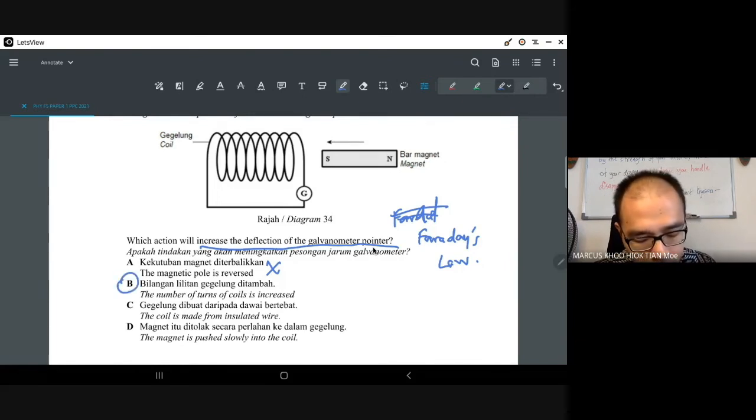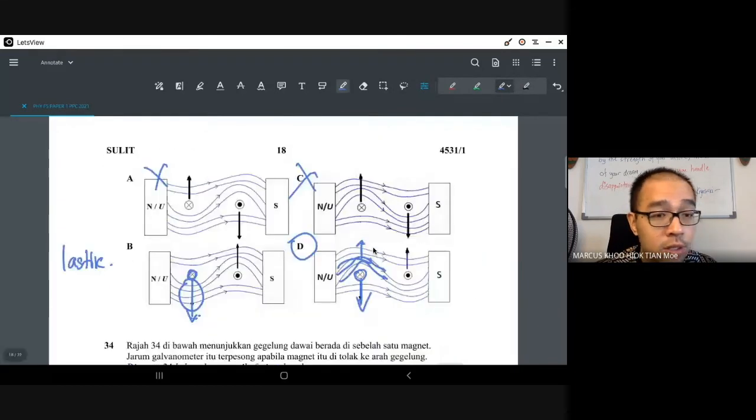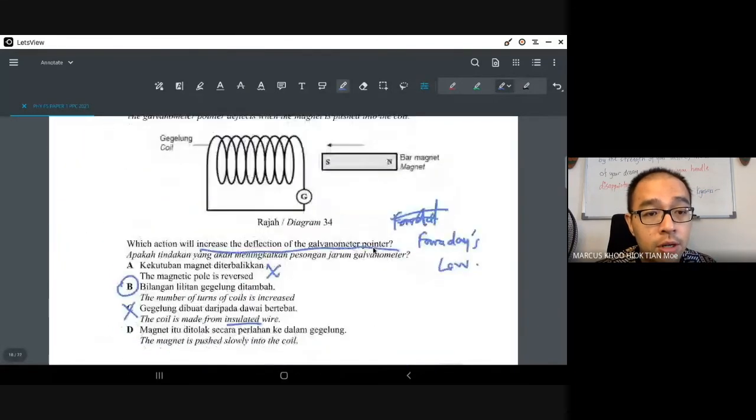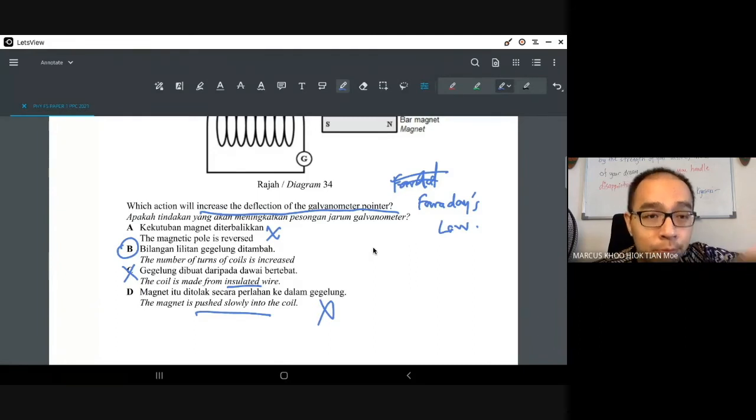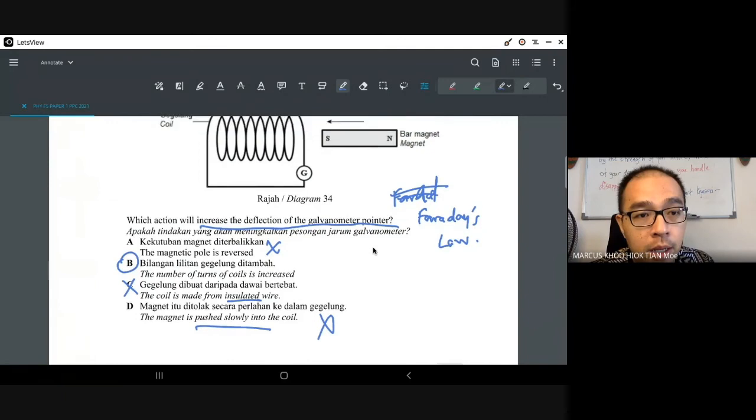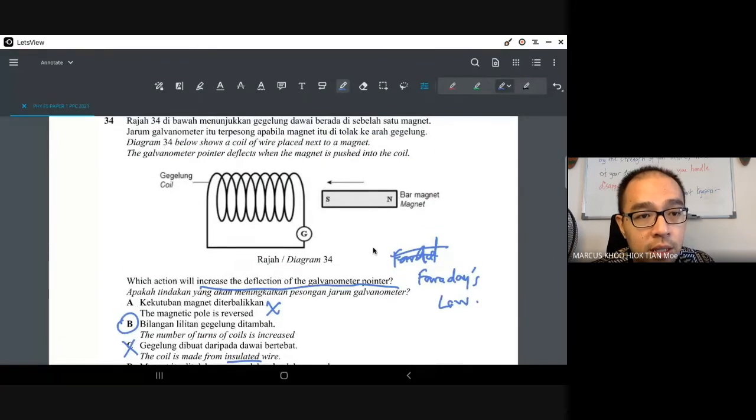The coil is made from insulated wire, that's not possible. If the wire is insulated, it's even harder, and actually it has nothing to do with this one. And of course the last one, the magnet is pushed slowly into the coil, that's out. The relative motion, or the cutting of the magnetic flux, has to be much bigger, and you do it much bigger by pushing it much faster in and out of the coil. All right, so this is Faraday's law.